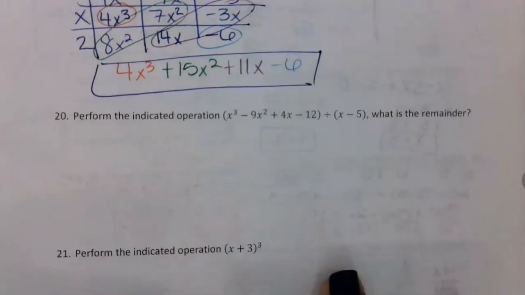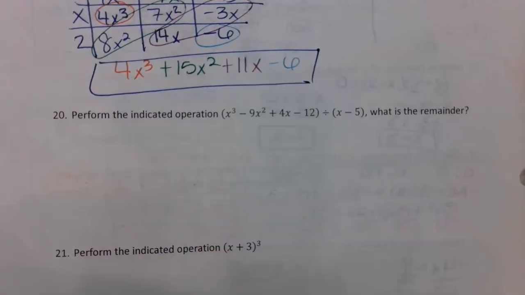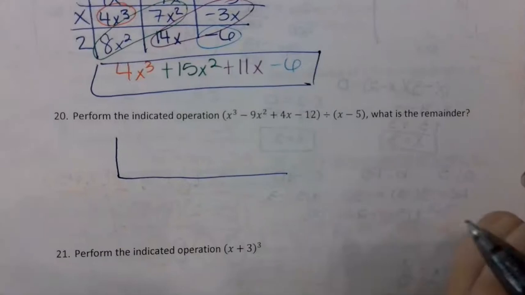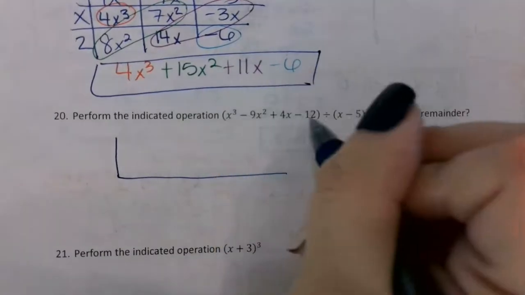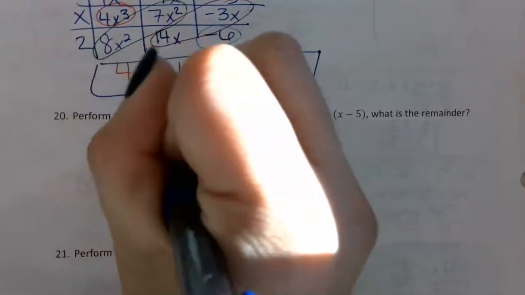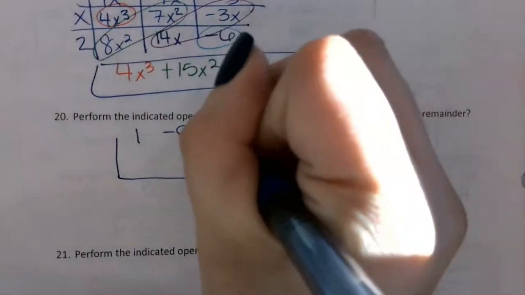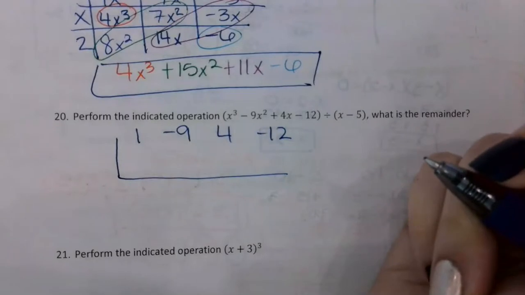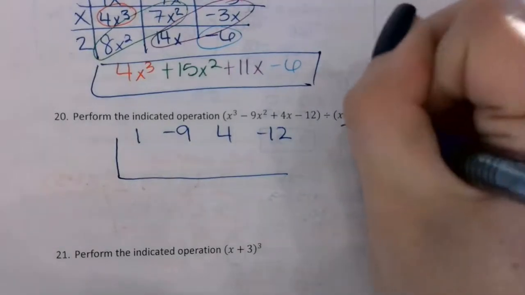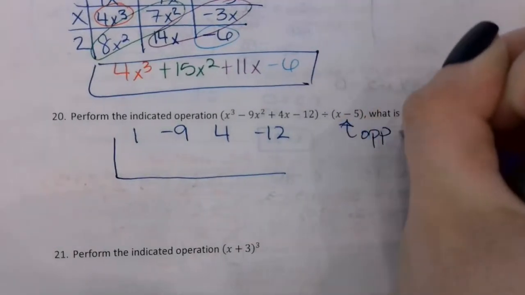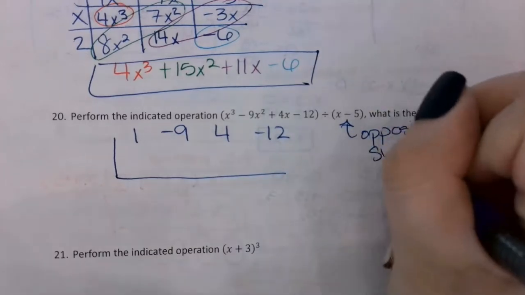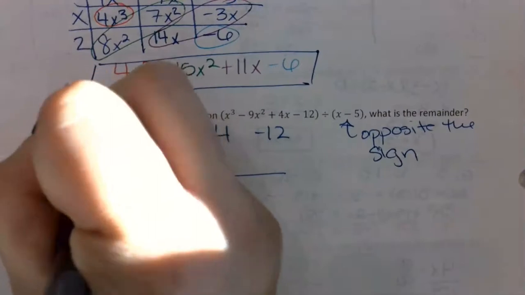Okay. Number 20, I need to divide. To divide I can do long division or I can do the L. If I'm going to do the L, I write my coefficients out. So I have 1, negative 9, 4, and negative 12. None of my numbers were skipped, so I don't need any zeros. Then I want to go opposite the sign for the number with the x. So I'm going to write a 5 out here.